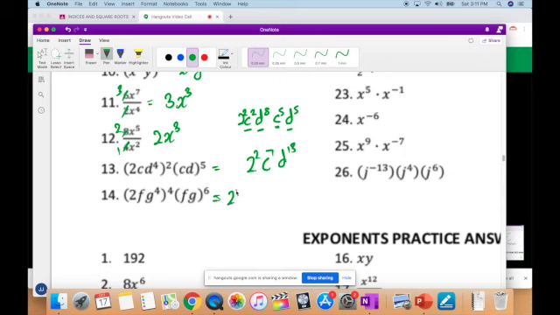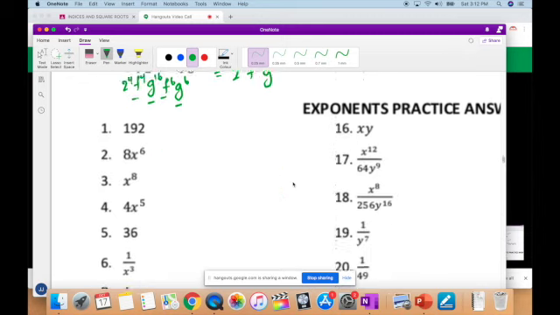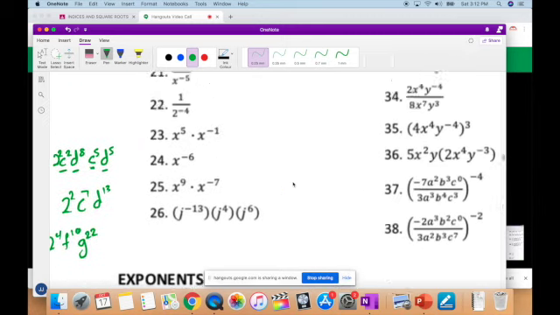So this is 2 to the 4. Alright, now let me just write it next to it so it'll be easier to see. So this is 2 to the 4, f to the 4, g to the 16, times f to the 6, g to the 6. So what you're going to get is 2 to the 4. I add my f's, so 6 and 4 is 10, f to the 10. And then I add my g's, so 16 and 6 is 22, g to the 22. Was that the answer? Yes. Alright, thank you.